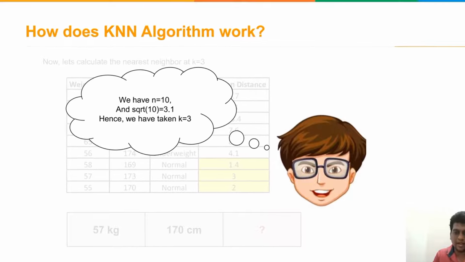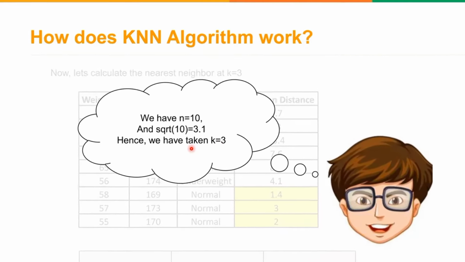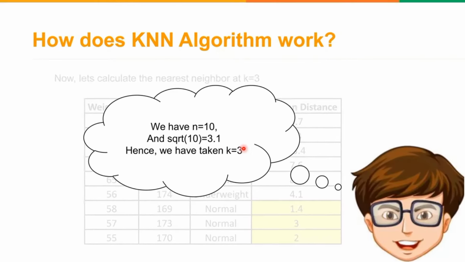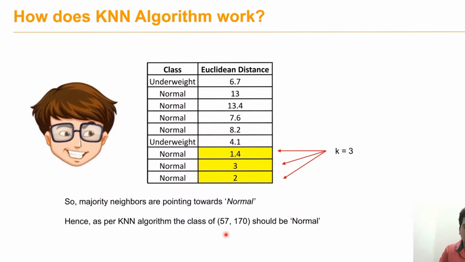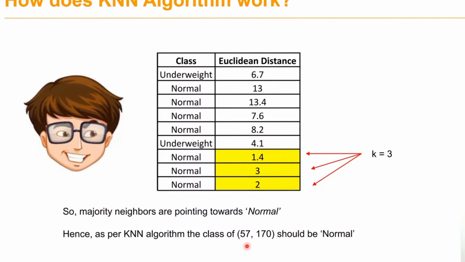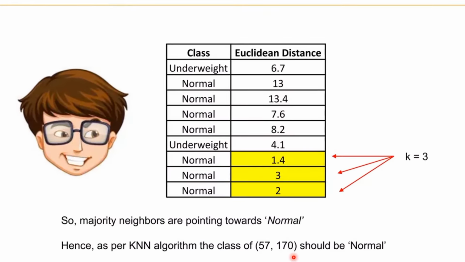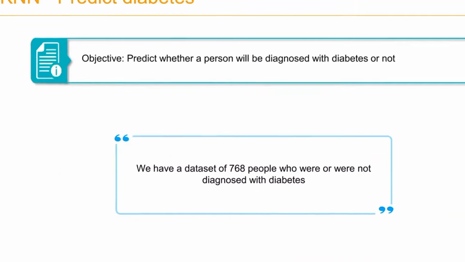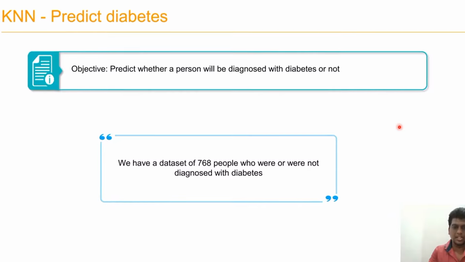Now the total number of data points is n equal to 10 in this case, and we find the square root of 10, which is equal to 3.1. So we take the k value as 3. As per the KNN algorithm, we find that the person who has 57 kg weight and 170 centimeter height should be normal. Now we can see a case implementation.